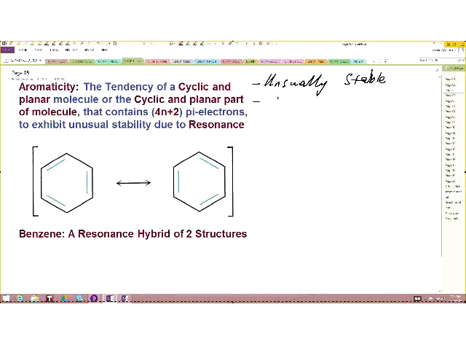Second, the molecule must contain a planar cyclic ring system.